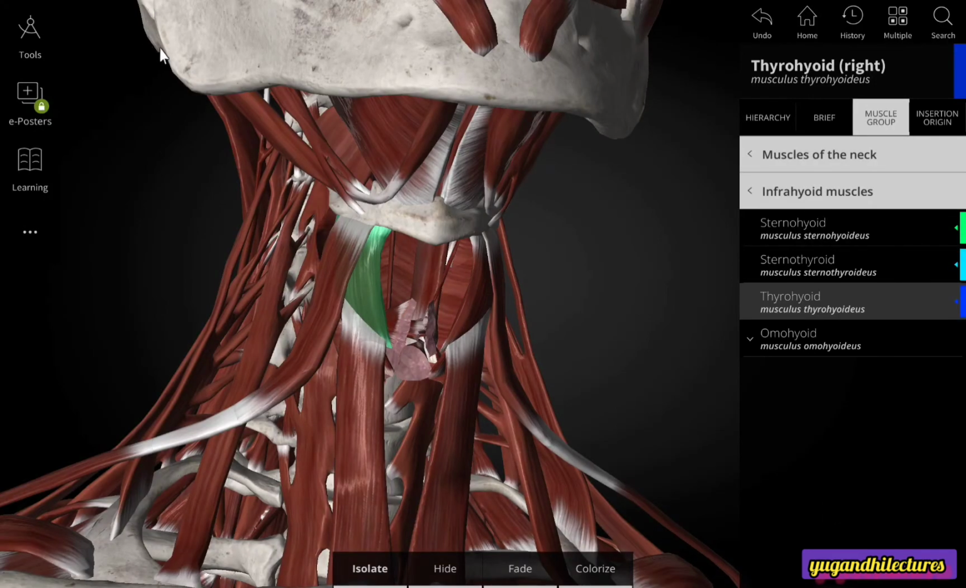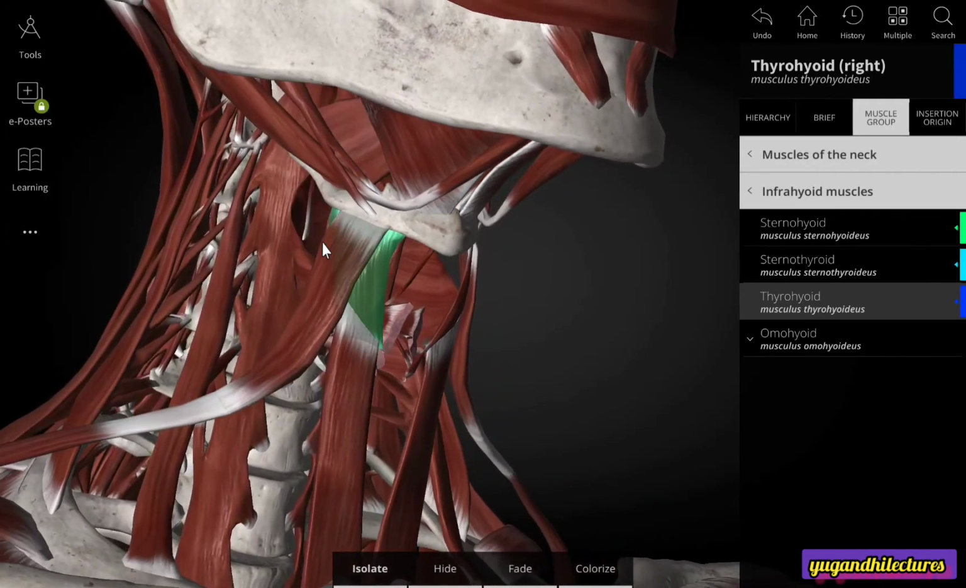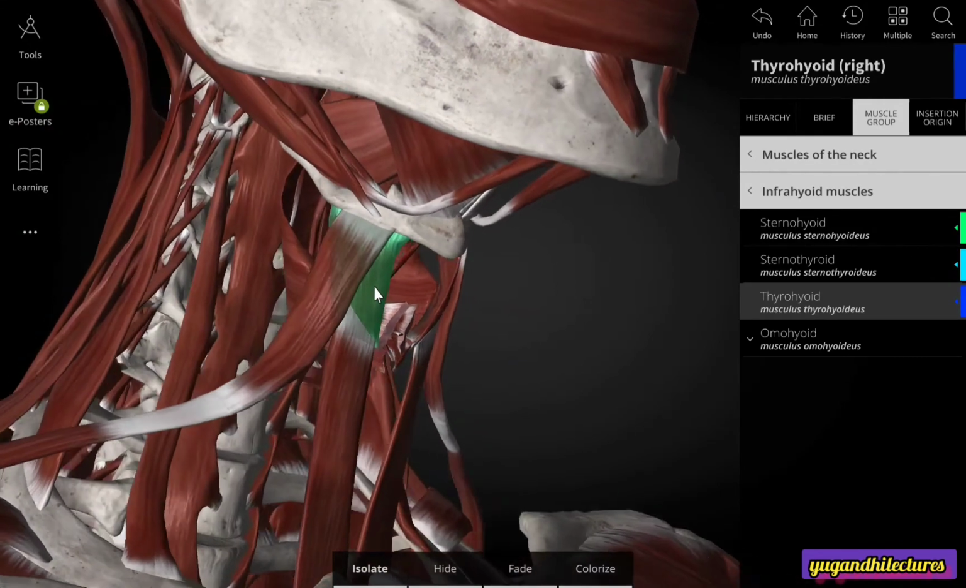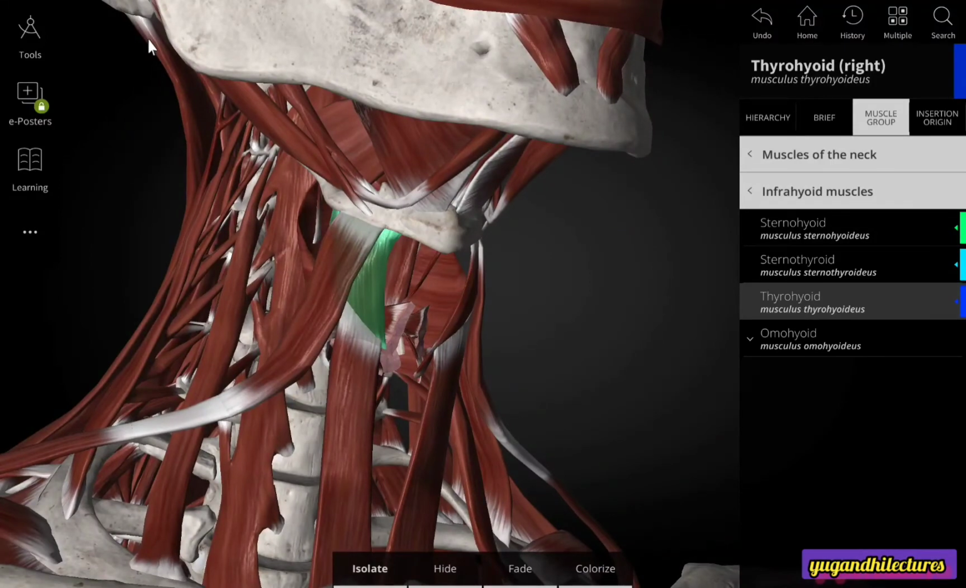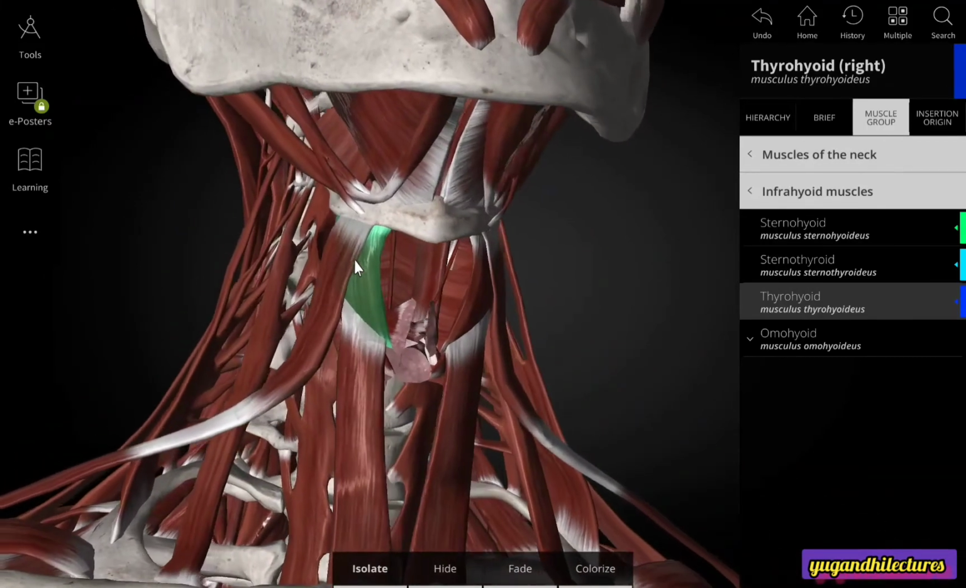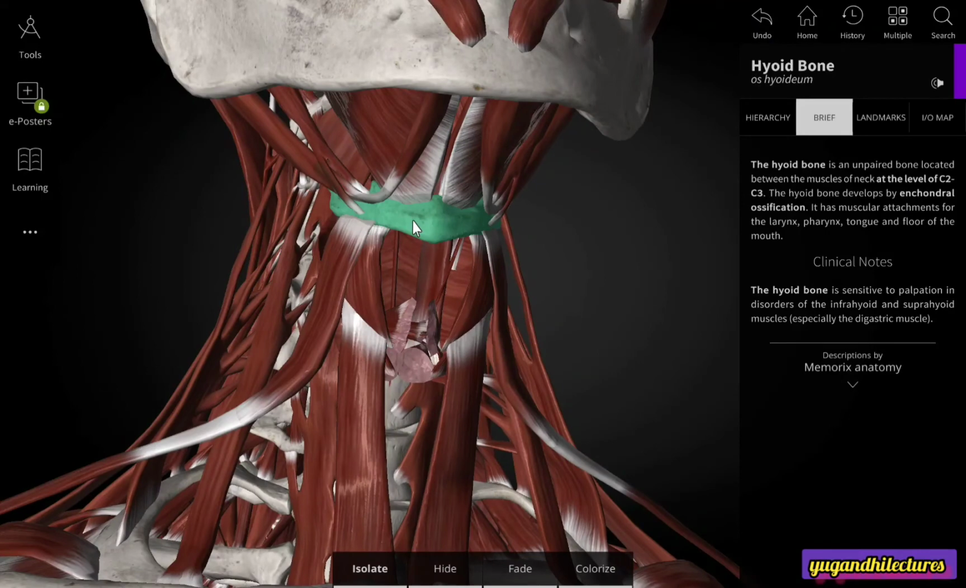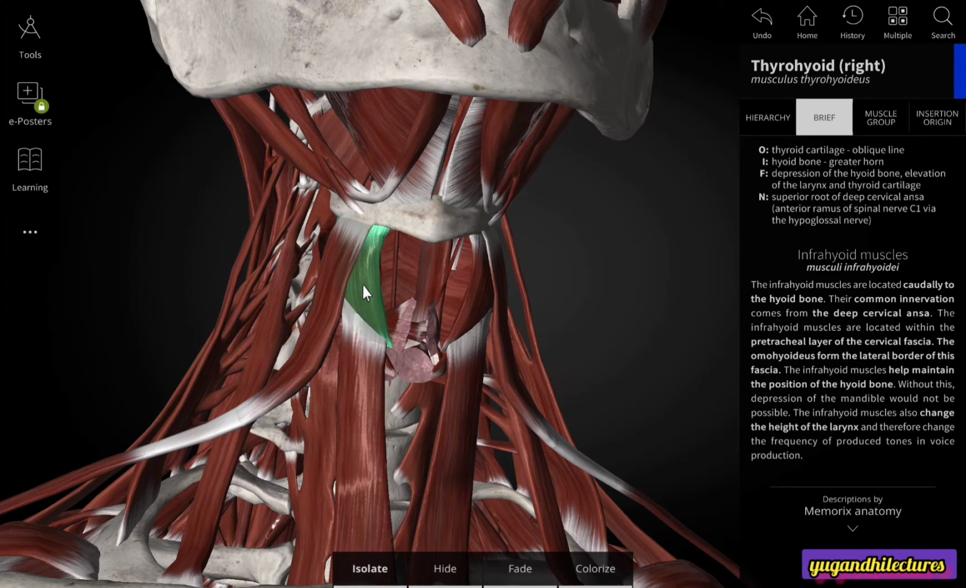Now coming to the nerve supply, this muscle is supplied by the anterior ramus of the spinal nerve C1 through the hypoglossal nerve. Then coming to its action, this mainly depresses the hyoid bone, and it elevates the larynx when the hyoid bone is fixed. The hyoid bone is usually kept fixed in its place by the suprahyoid muscles. So whenever the hyoid bone is kept fixed in its place, the thyrohyoid muscle helps in the elevation of the larynx.